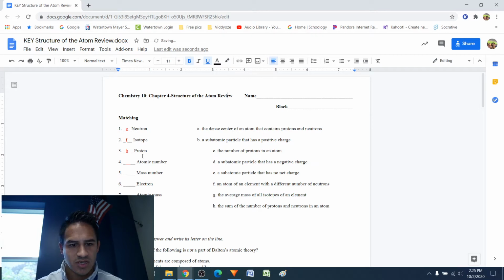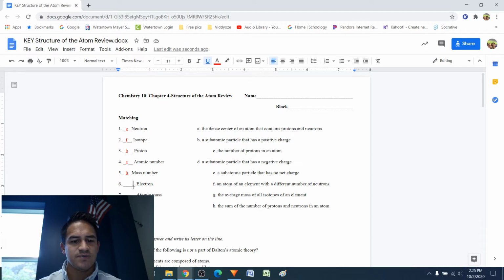Let's try this again. Letter C, there we go. Number 5, mass number. Mass number is the number of protons plus neutrons. This is the mass of the atom, which only comes from those two particles. So this one is going to be H, the sum of number of protons and neutrons.